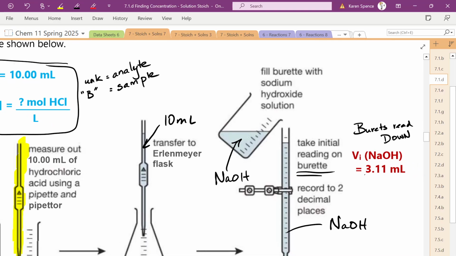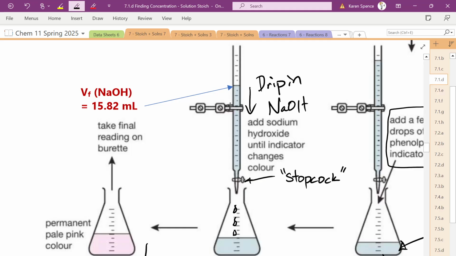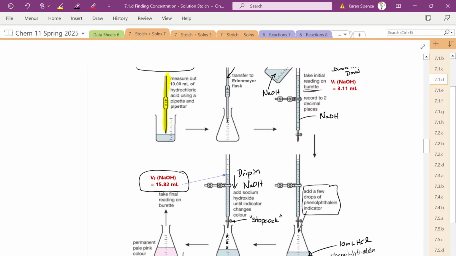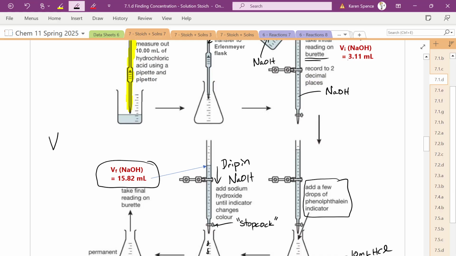NaOH, which we've got in red over here, we have an initial volume. We drip, drip, drip, drip, drip, drip, drip. And then we measure our final volume. We've got a final volume. So we have 15.82 milliliters. And our initial volume was 3.11 milliliters. What was the volume of NaOH used? How would we calculate that? That would be VF minus VI.